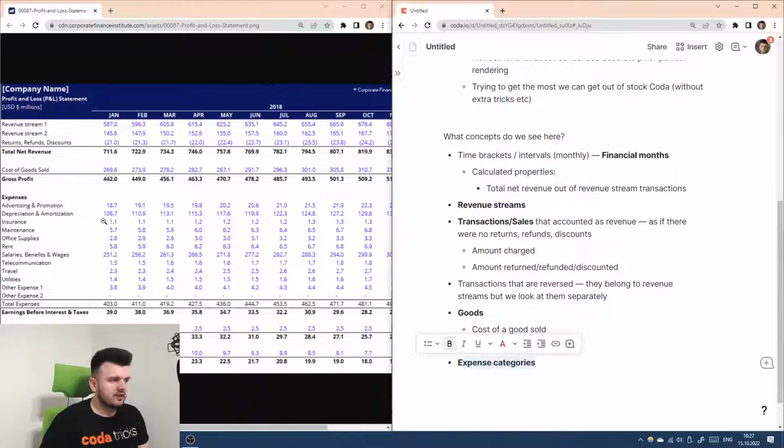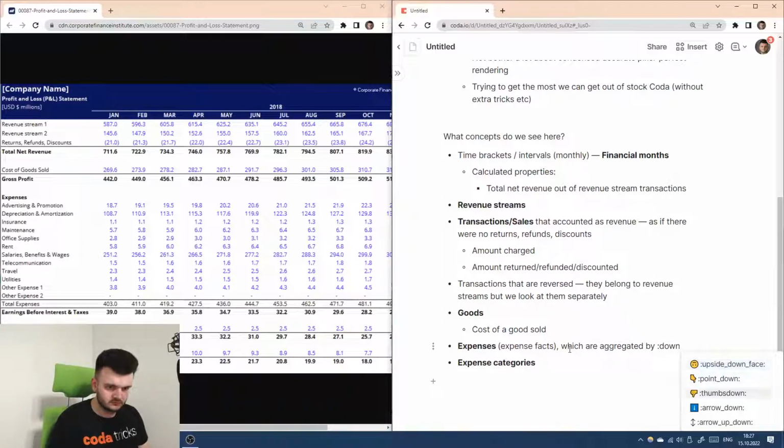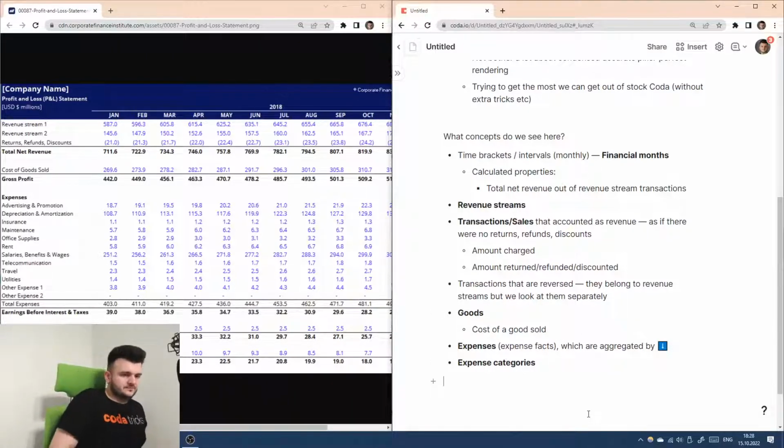So this is how we aggregate, one of the ways to track that. Maybe insurance can be tracked as an expense, maintenance can be tracked as office supply. So we just bought paper, paper clips, printer ink, and so on. These are the expense facts. With depreciation and amortization, this is an interesting side case. So, okay, we have expenses.